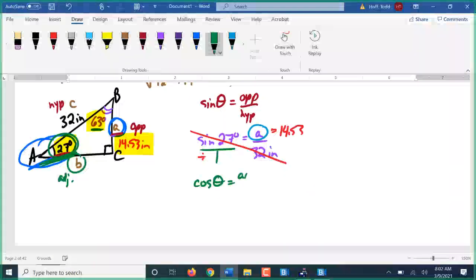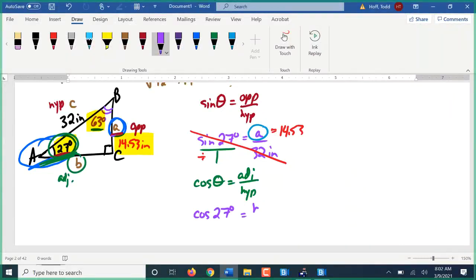Cosine of theta equals the adjacent side over the hypotenuse. And we plug that in. So the angle here is 27 degrees. The adjacent side is B, that's what I'm looking for. And 32 inches is the hypotenuse. So once again, I put that over 1, and I cross multiply and divide.